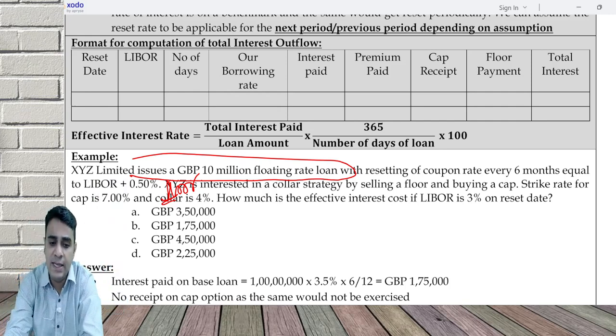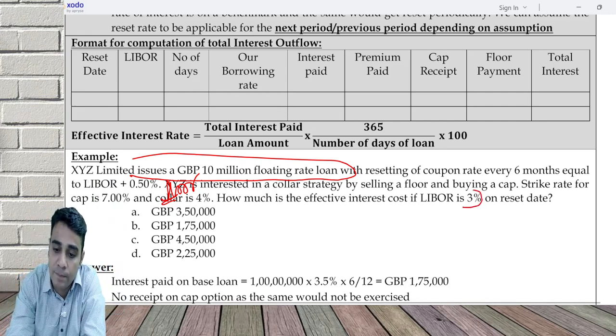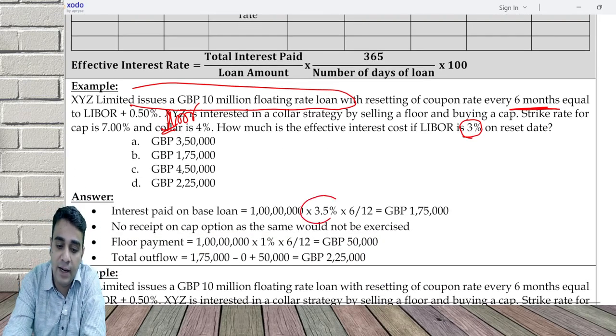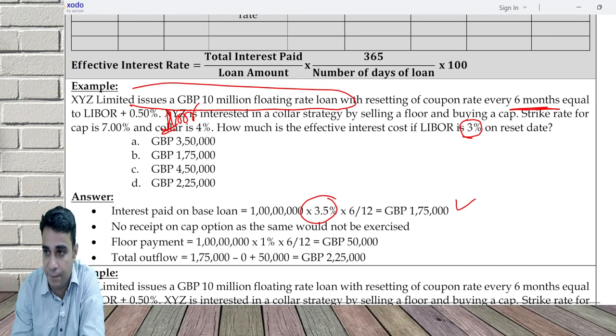Now, what is the effective interest if LIBOR is what? 6 months interest we have to calculate. First, you have to pay 3 plus 0.5, 3.5%. So you'll be paying 3.5% into 6 by 12, 1,75,000.